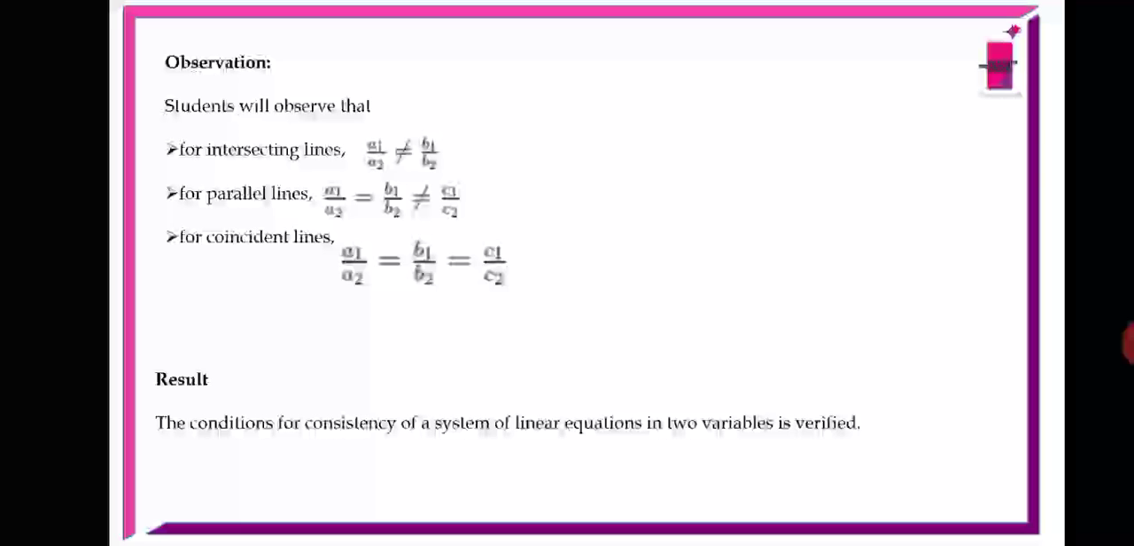What is the result you have found? The conditions of consistency of a system of linear equations in two variables is verified graphically.